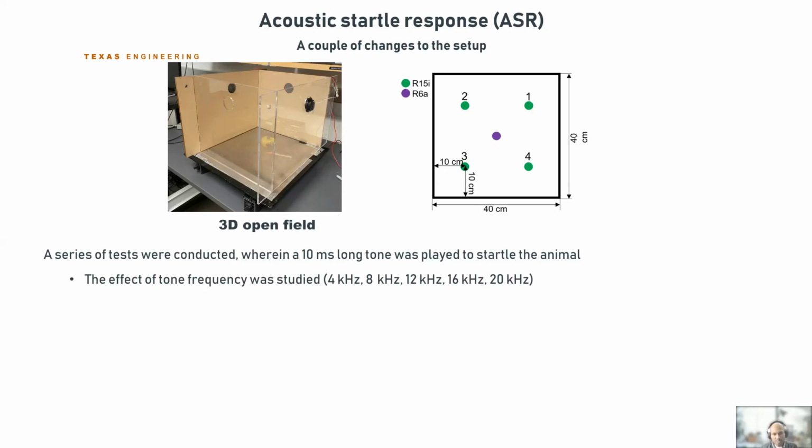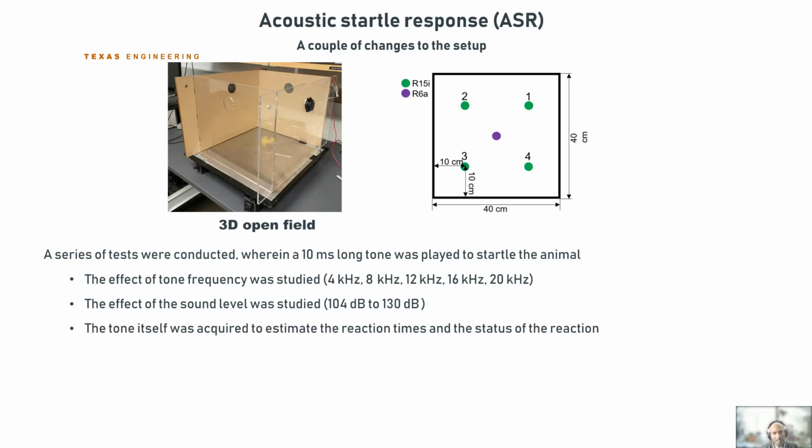There were two types of tests. In one, we varied the frequency of the tone, like 4 kilohertz, 8 kilohertz, and all the way up to 20. In another test, we varied the sound levels, starting from 104 dB, a very mild acoustic tone, to a very loud 130 dB. And we try to measure this acoustic startle response from the features of these guided waves.